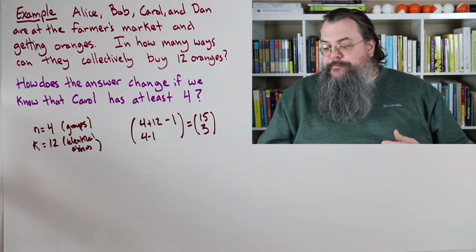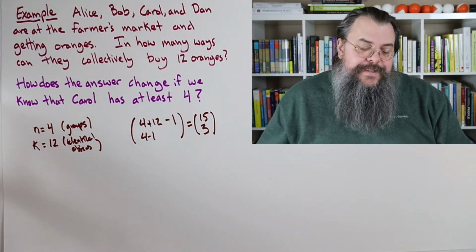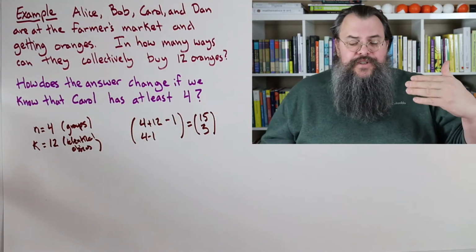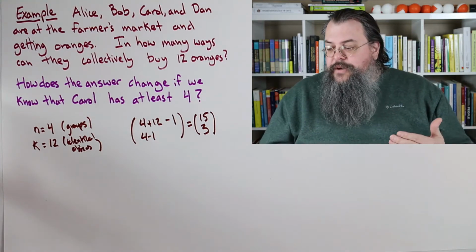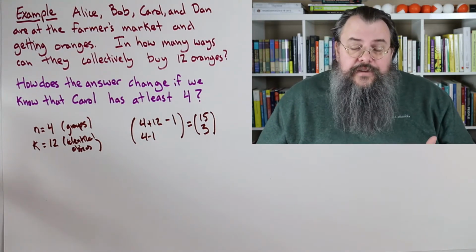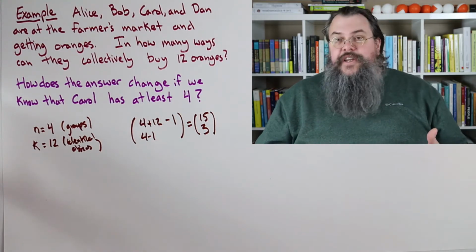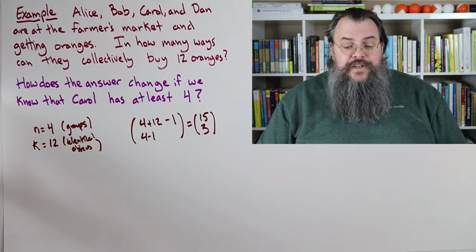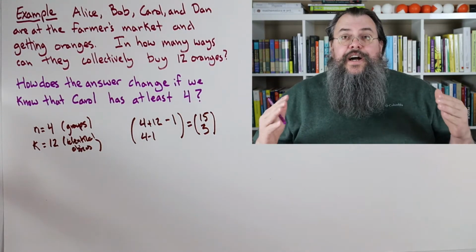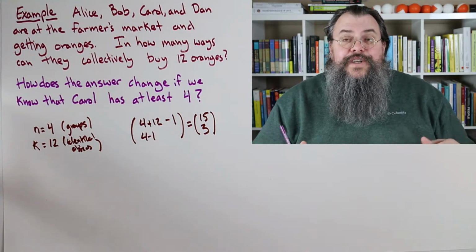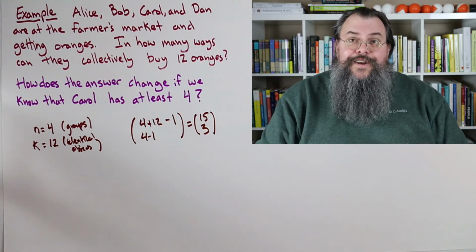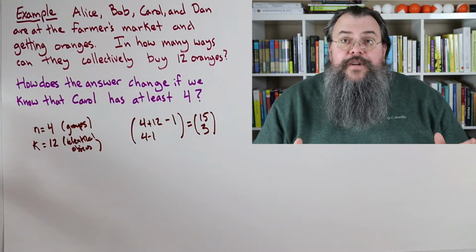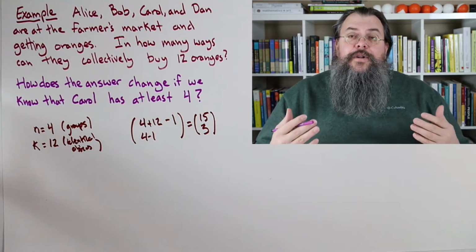We have an answer. Now, there's a second part to this problem, which says, how does the answer change if we know that Carol has at least 4? So in other words, Carol is a big believer in vitamin C. So she said, look, I'm going to make sure I've got plenty of oranges, get my vitamin C intake going. All right, well, what happens? Now, what are we doing?